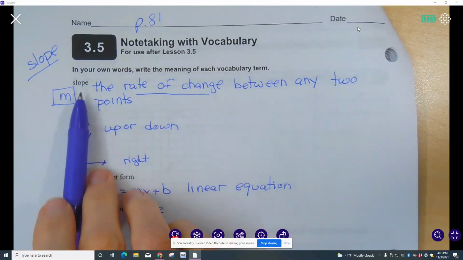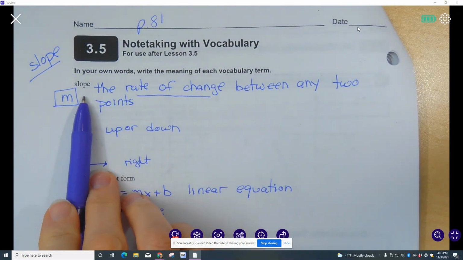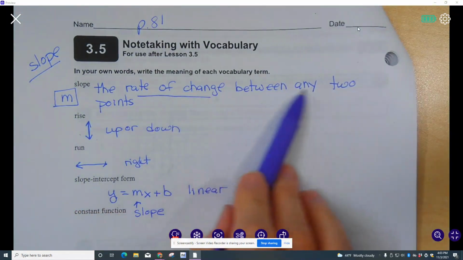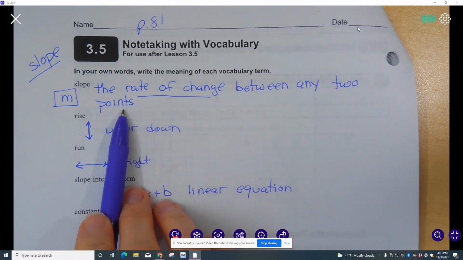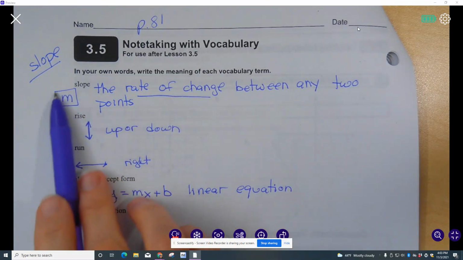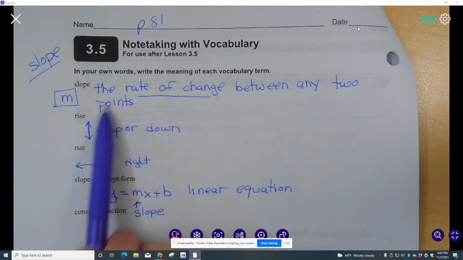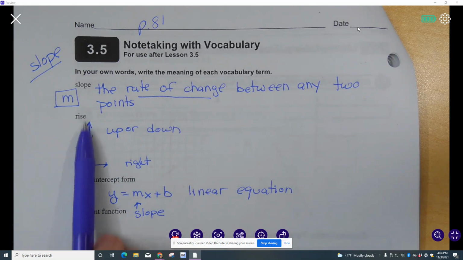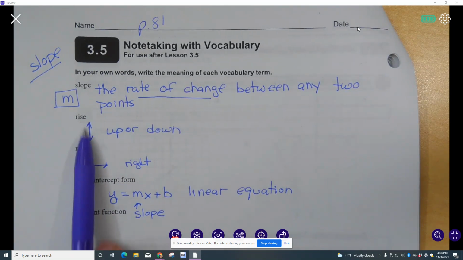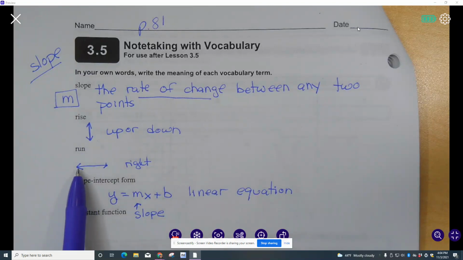So the first thing that we're defining is slope. So slope is the rate of change between any 2 points. And then we identify slope with an M. I'll show you that in a minute when we look at the formula. So that's the definition. Rise is up and down. So that's your y-axis. You can kind of think the y-axis up and down, and rise is up and down, and run is right and left.